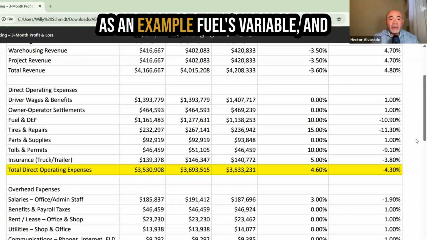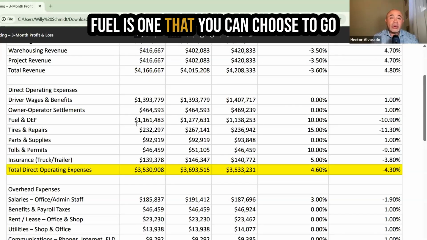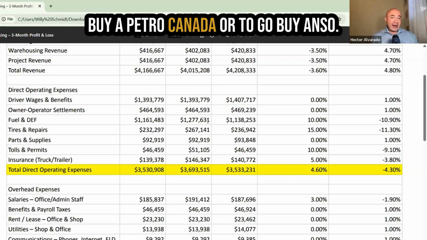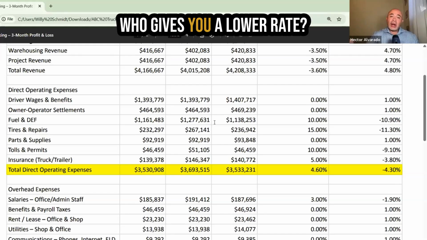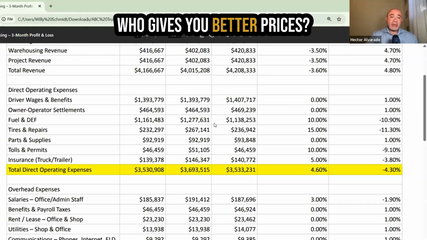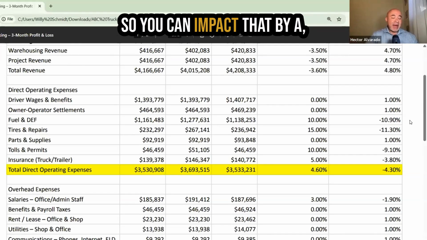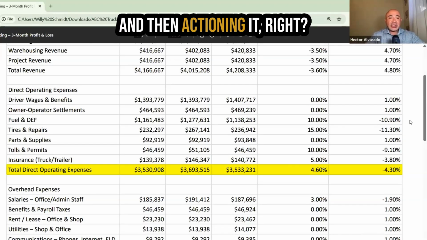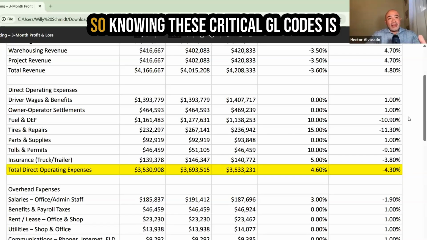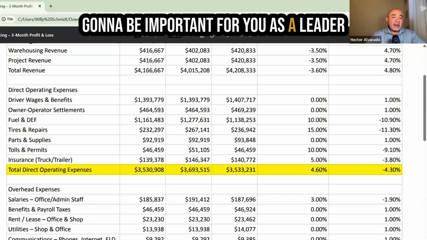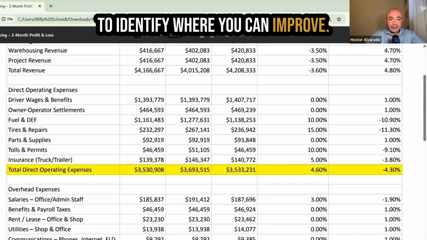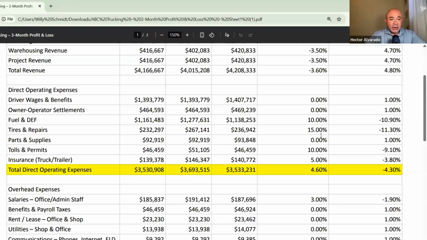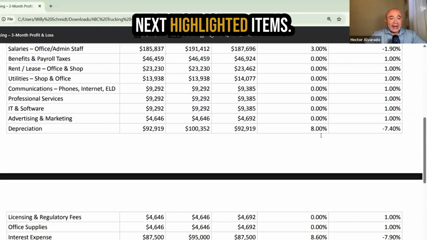As an example, fuel's variable, and fuel is one that you can choose to go buy at Petro-Canada or to go buy at Esso. Who gives you a lower rate? Who gives you better prices? So you can impact that by acknowledging your activity and then actioning it, right? So knowing these critical GL codes is going to be important for you as a leader to identify where you can improve. Now let's move down, Willie, and we can go to the next highlighted items.